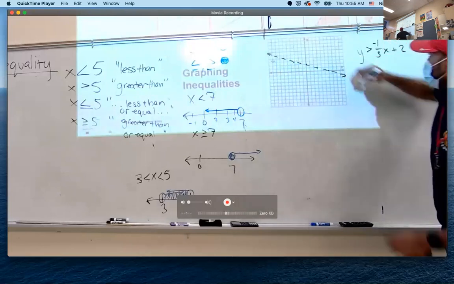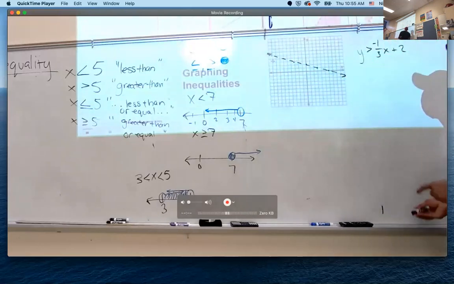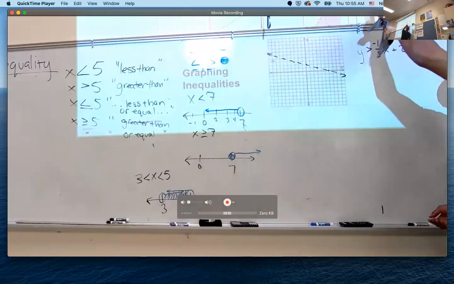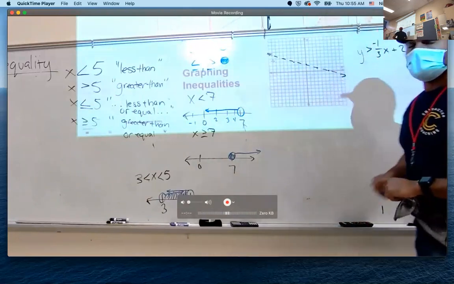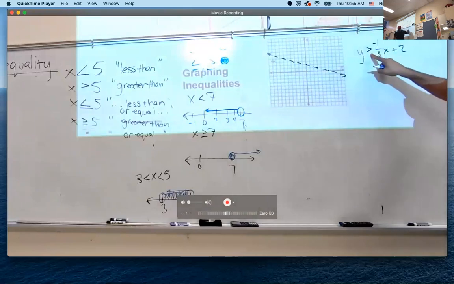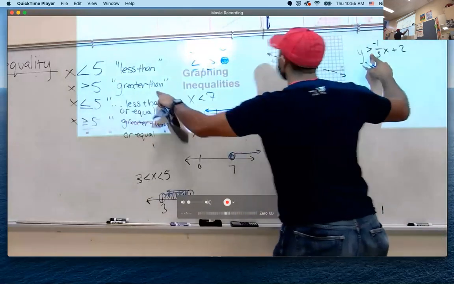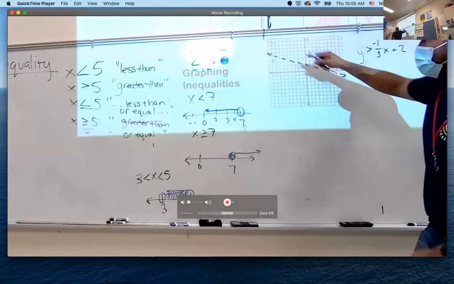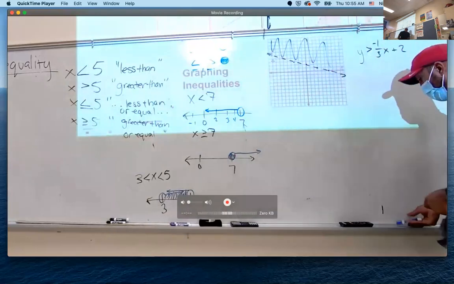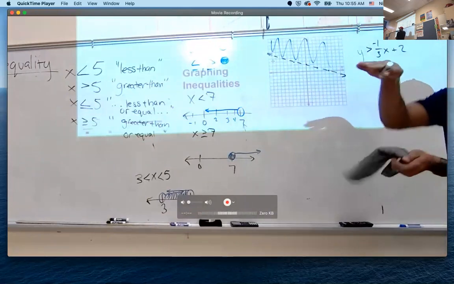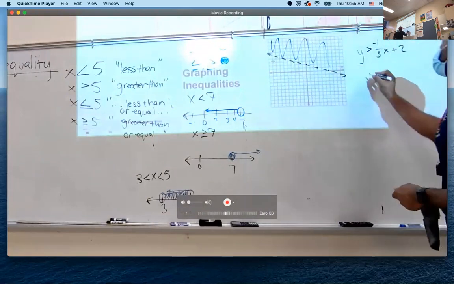And now it says to shade. Which one? Where are we going? Above or below? No. Y is bigger, greater than, which means above. Right? So here.